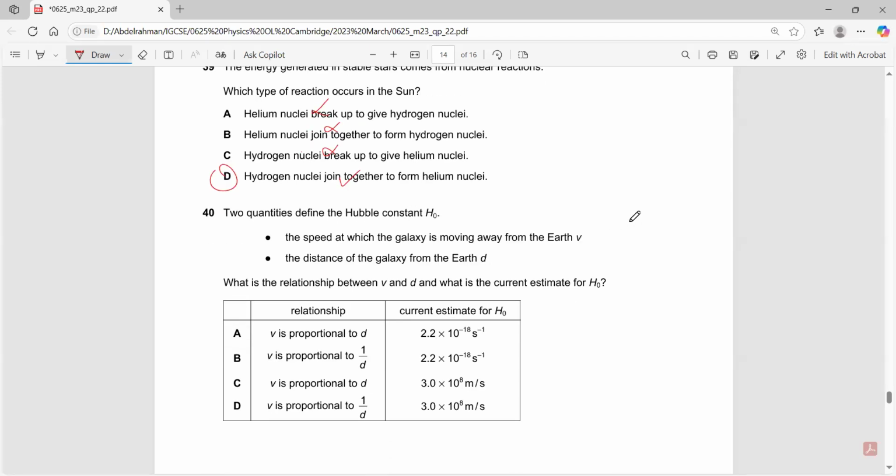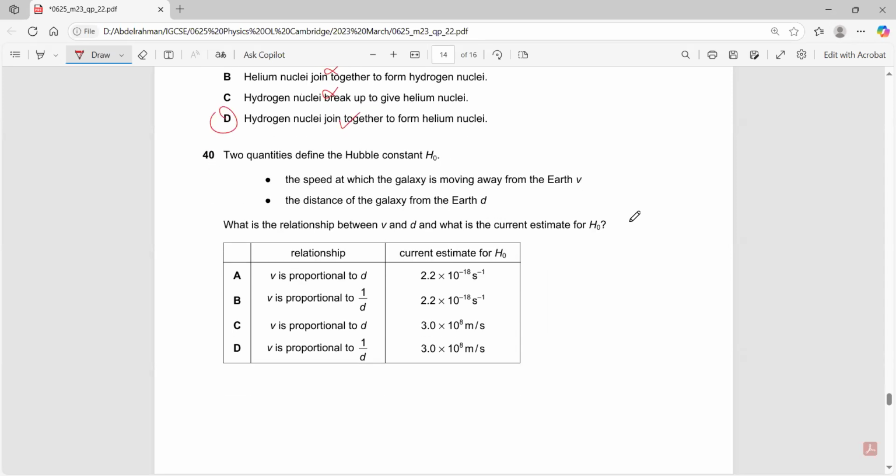2 quantities define Hubble's constant: the speed at which the galaxy is moving away, and the distance of the galaxy from the Earth. What is the relationship between V and D, and what is the current estimate for H naught? V is proportional to D. As you increase the distance, the velocity would increase. The further away the galaxy is, the higher the speed. What about the current estimate for H naught? It's not 3 times 10 to the power of 8, that's the speed of light. It is 2.2 times 10 to the negative 18 per second.